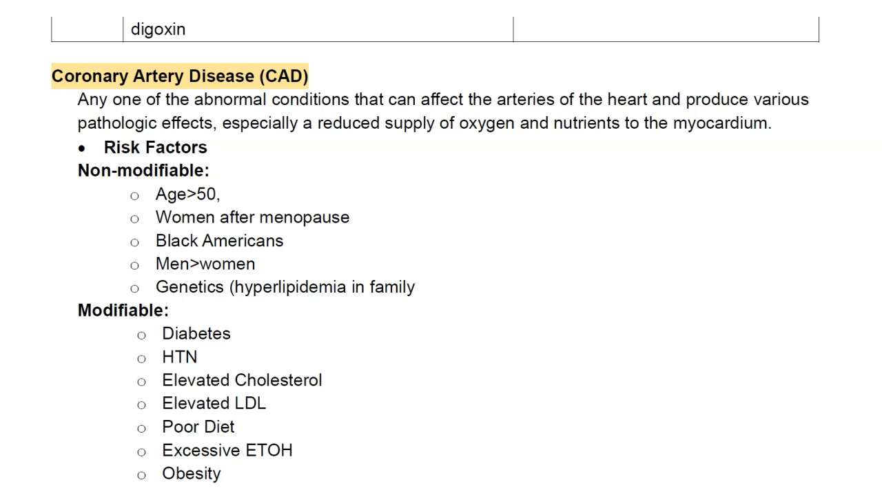There are some risk factors. You have non-modifiable and modifiable risk factors. Non-modifiable, pretty straightforward, are things that we just can't do anything about, and unfortunately, there's still risk to develop that disease. Non-modifiable includes age. CAD is more common in people older than 50 years old, women after menopause, and Black Americans. Men are more likely to develop CAD than women. And then there are certain things such as genetics. If hyperlipidemia exists in the family, that may be something that we can't control.